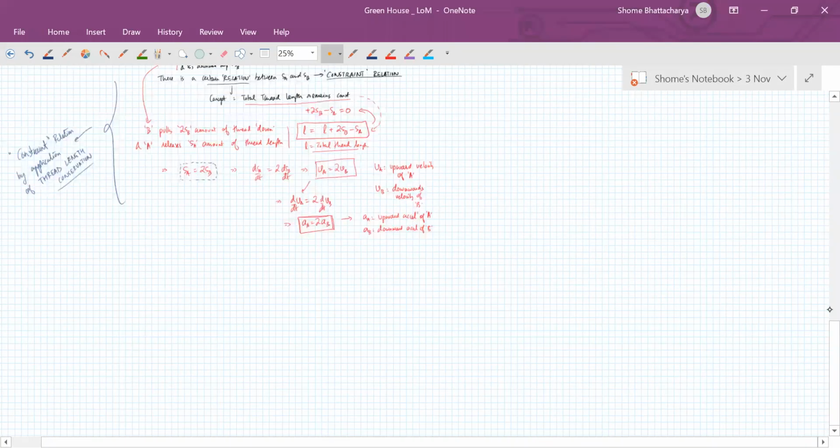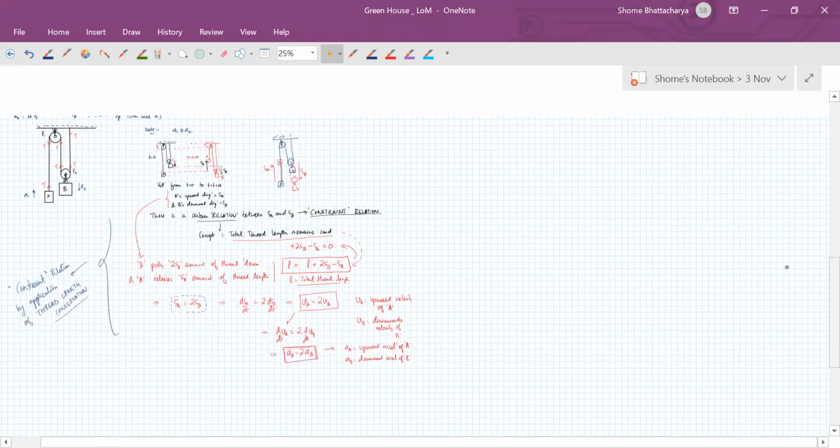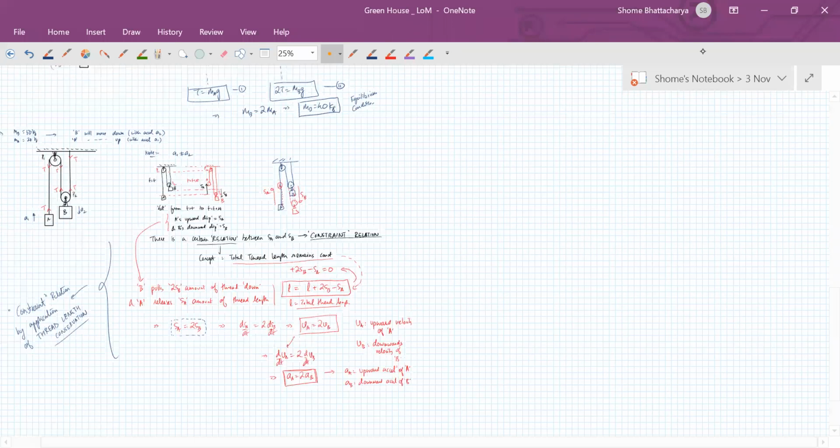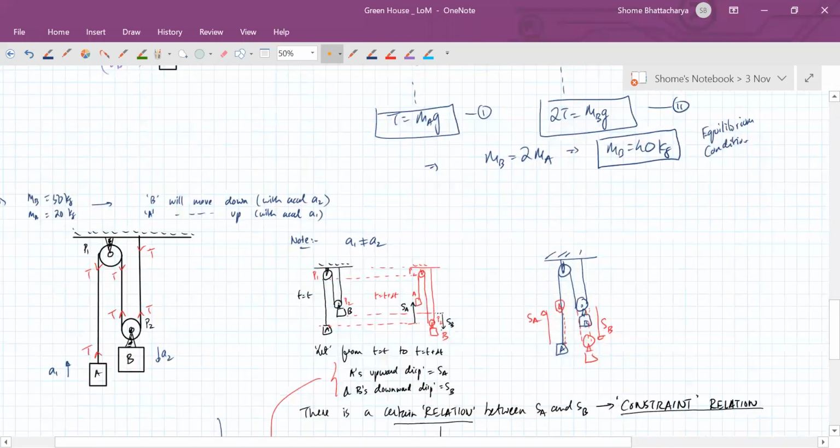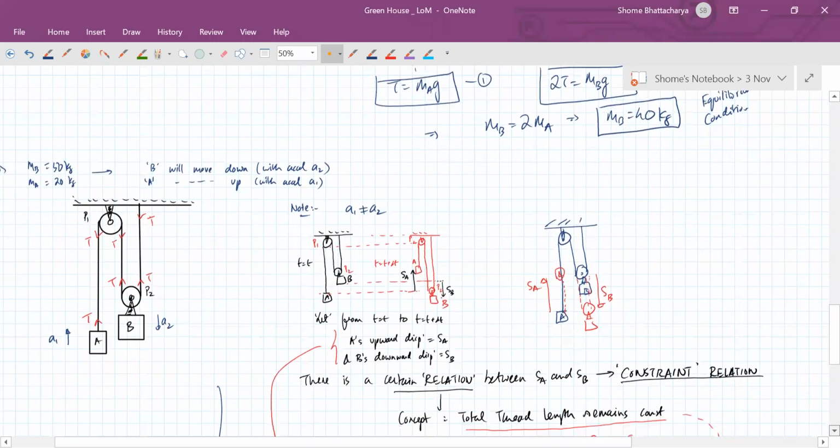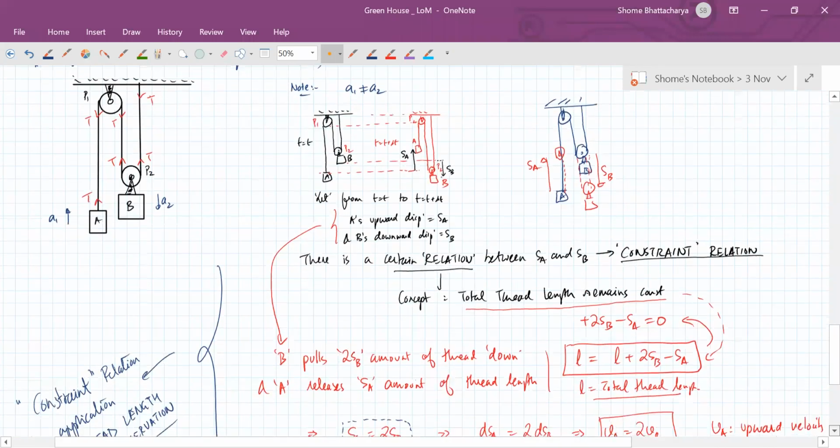So for each different type of system of pulleys, we have to develop the constraint relation method. Okay, this is your first example. This is one which has 2 pulleys instead of a single pulley. And here we are seeing the relationship is working out like this. Now we still have to solve the rest of the problem.